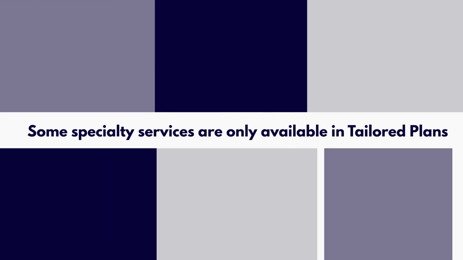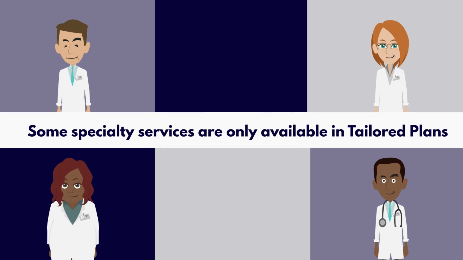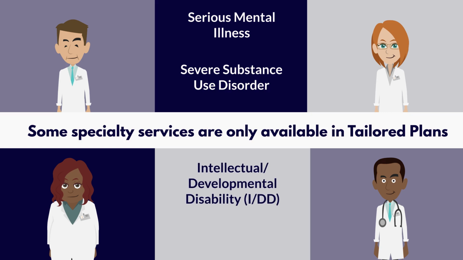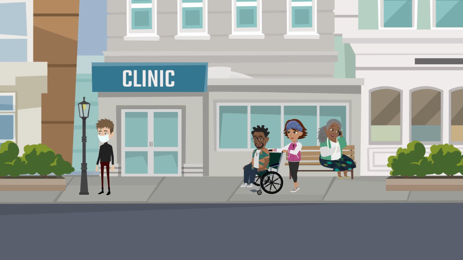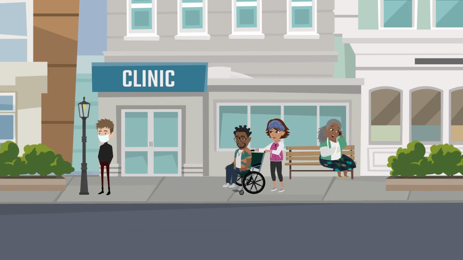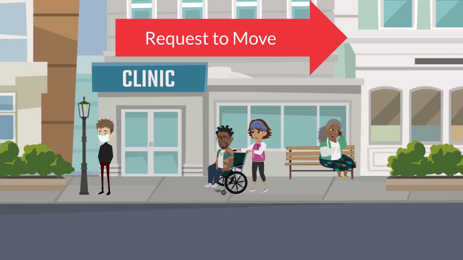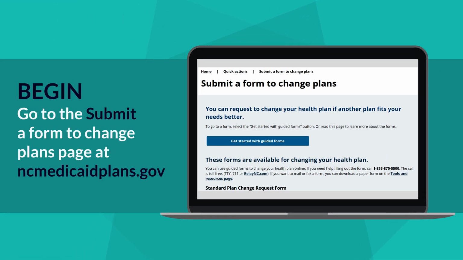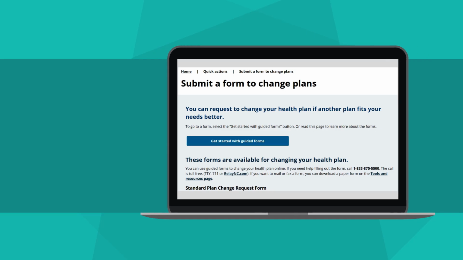Tailored plans provide additional services related to conditions for individuals with a serious mental illness, severe substance use disorder, intellectual developmental disability, also called an IDD, and traumatic brain injury, also called a TBI. Beneficiaries who have these conditions or need services only offered in a tailored plan use the request to move to a tailored plan process. To begin the process, go to the Submit Forms online page at ncmedicaidplans.gov.